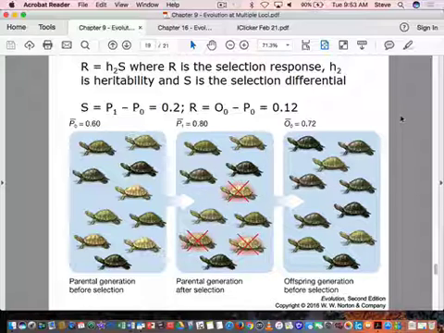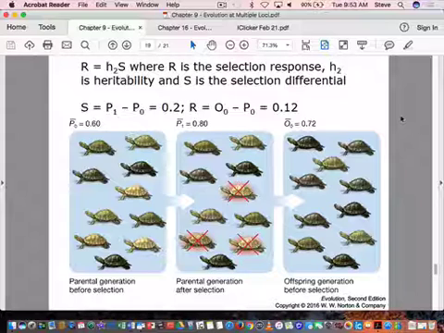The thing we just did, which is H squared. That should be up there, but anyway. That's the heritability that we just measured, the narrow sense heritability. And S is what's called the selection differential. And we'll be going through an example of this.